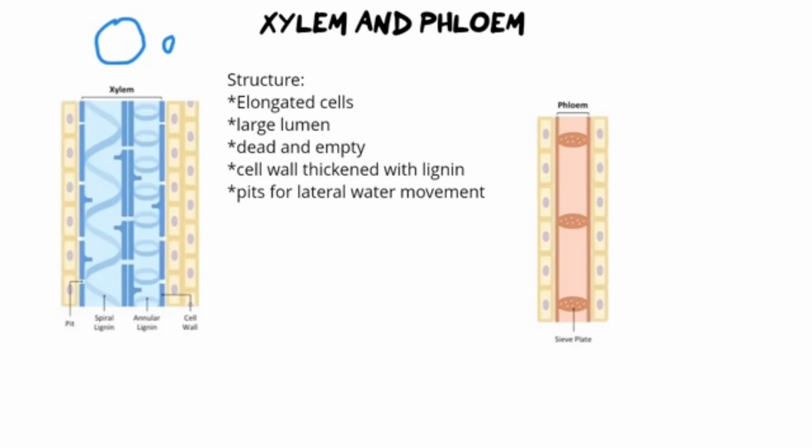There is no cytoplasm. There are no organelles, and that would get in the way of transporting water. Their cell walls are thickened with lignin, and they do that because of the water pressure. The water is really strong, so it pushes up against the wall of the xylem and you need to keep it stable. And lastly, they have pits for lateral water movement.